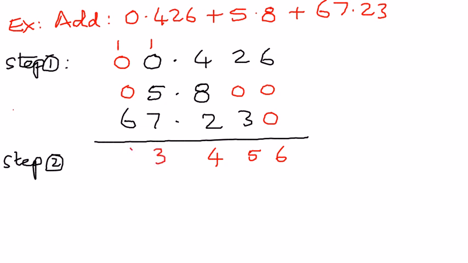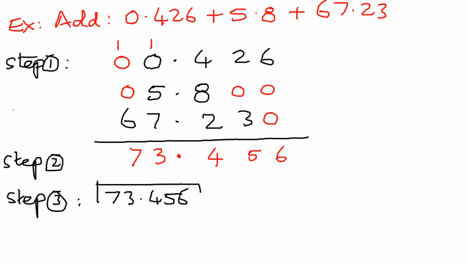6 plus 1 is 7, and in step 3 we're going to place the decimal point just vertically below the decimal places where we had for the rest of the numbers. So this is our answer. In step 3 we're going to say 73.456 is our answer. So therefore we'll put a box around it indicating that that is our answer.